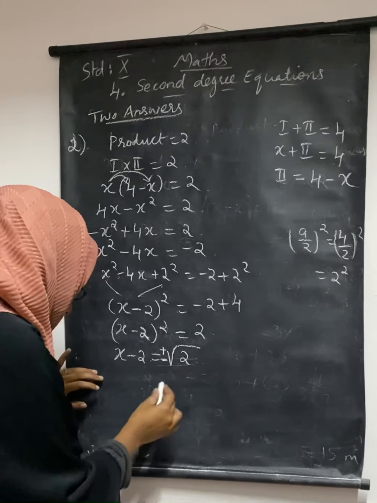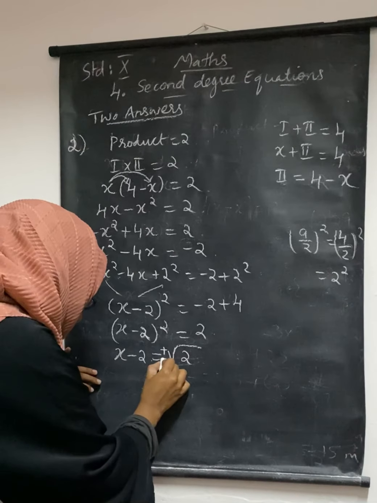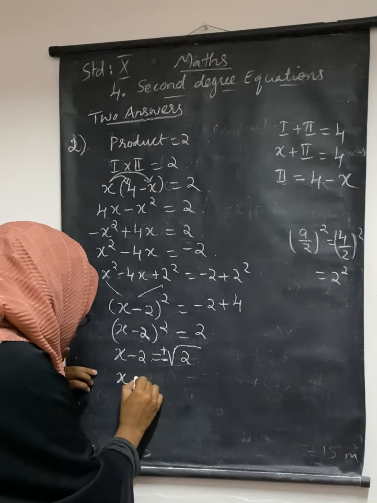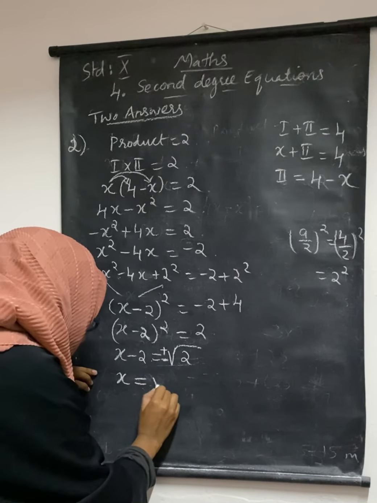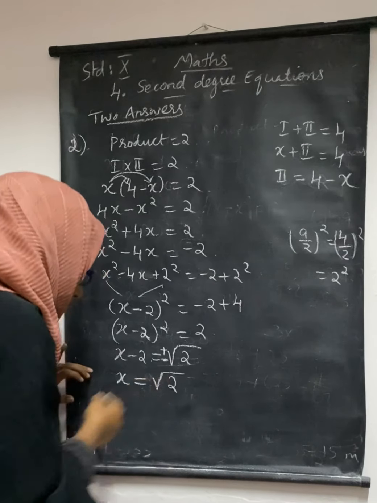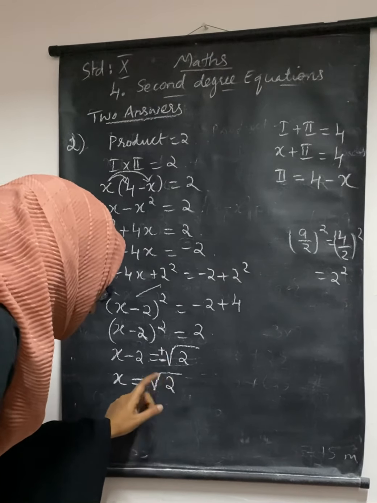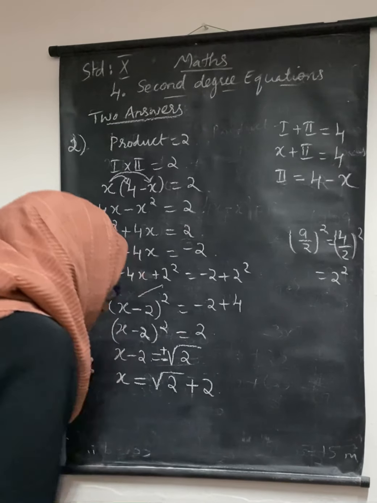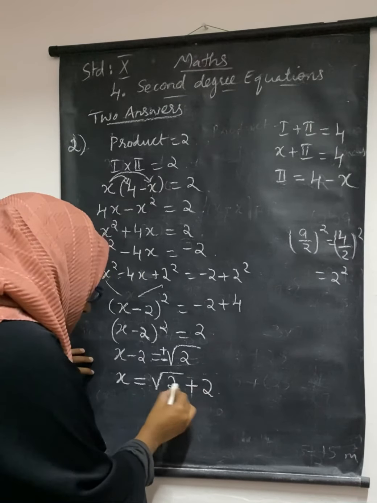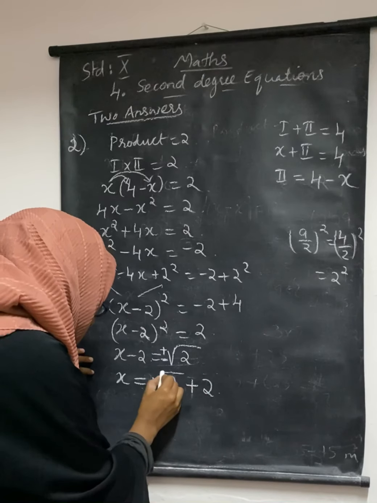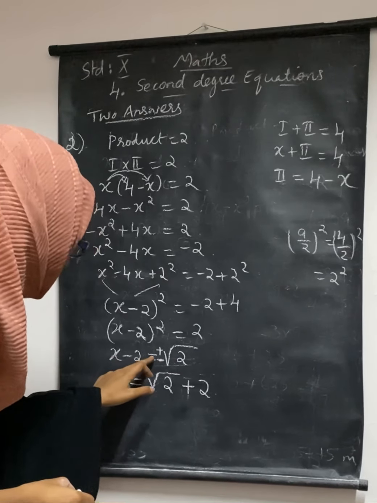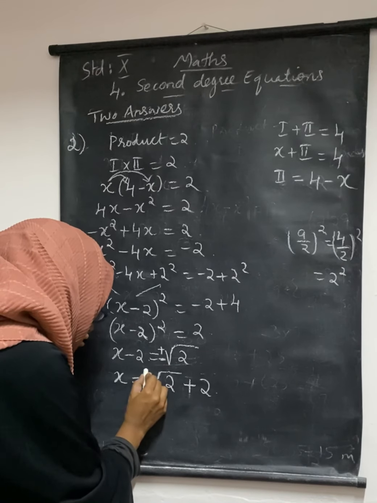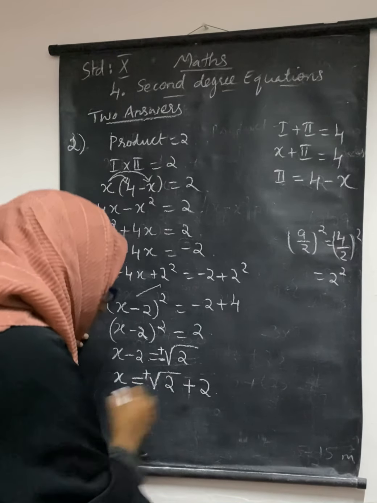Now for that, first I am going to take x is equal to square root 2. We don't know the value, so square root only. Minus 2 becomes plus 2. Now this I can change. So x minus 2 is equal to plus or minus square root 2. For the first time, I am going to take this as a plus: plus square root 2 plus 2.